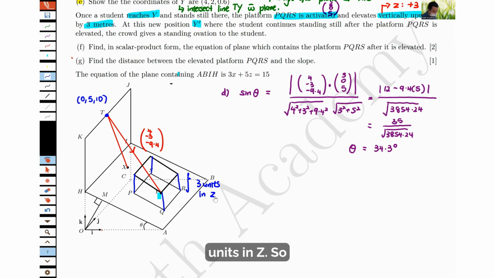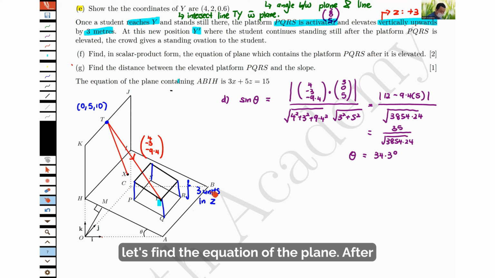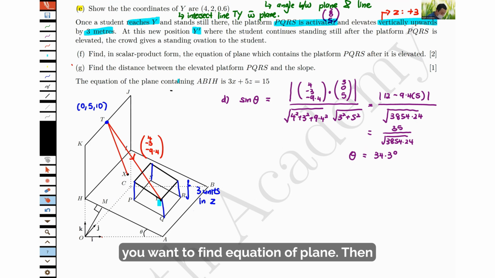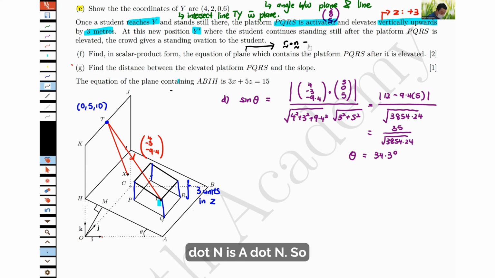Okay, 3 units in Z. So let's find the equation of the plane after this PQRS is elevated. If you want to find the equation of a plane, we need to recall that usually we go for r dot n is a dot n.